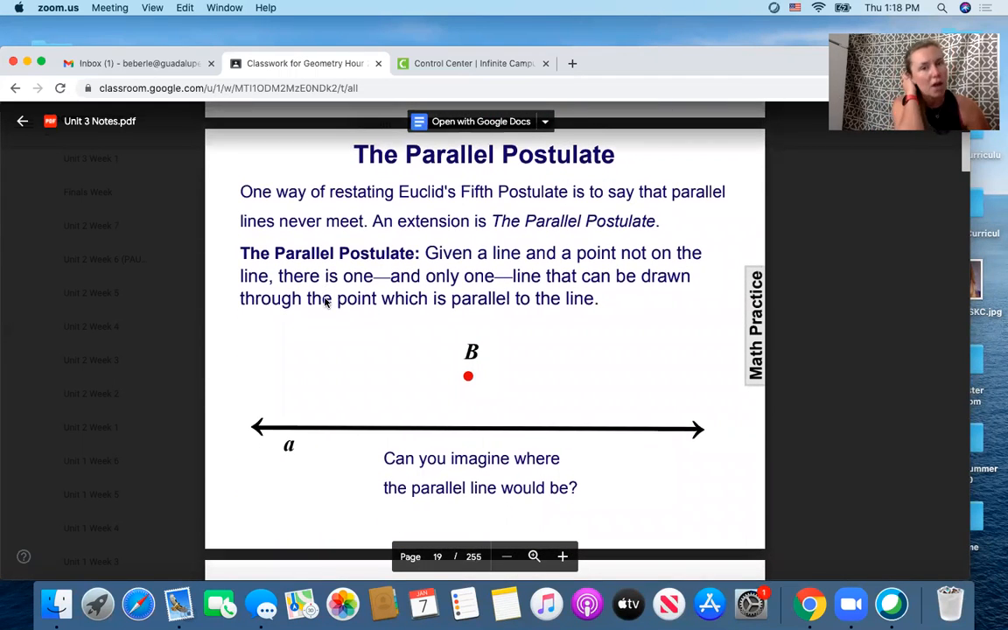So if we want to backtrack and talk about the parallel postulate, one way of restating Euclid's fifth postulate is to say that parallel lines never meet. An extension is the parallel postulate. The parallel postulate says, given a line and a point not on the line, there is one and only one line that can be drawn through the point which is parallel to the line. So can you imagine where the parallel line would be?